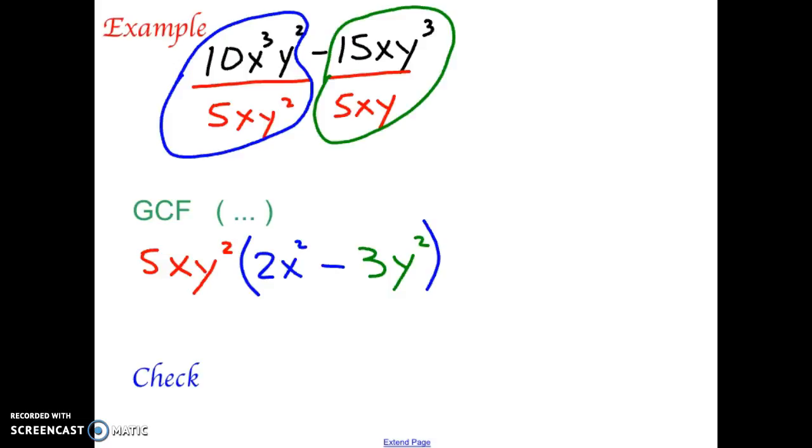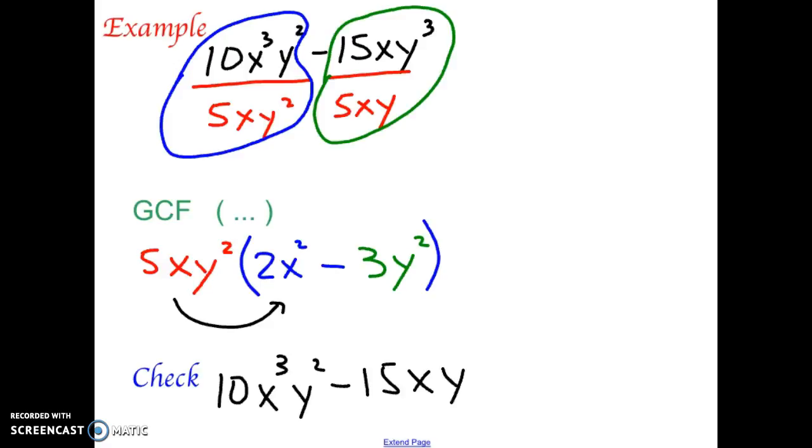So we do our check. 5 times 2 will be 10. X times x squared will be x cubed. And then we'll have the y squared. That checks. We'll have our minus sign. 5 times 3 is 15. We'll have an x. And then y squared times y squared is y to the 4th. And wait a minute. That doesn't check out, right?